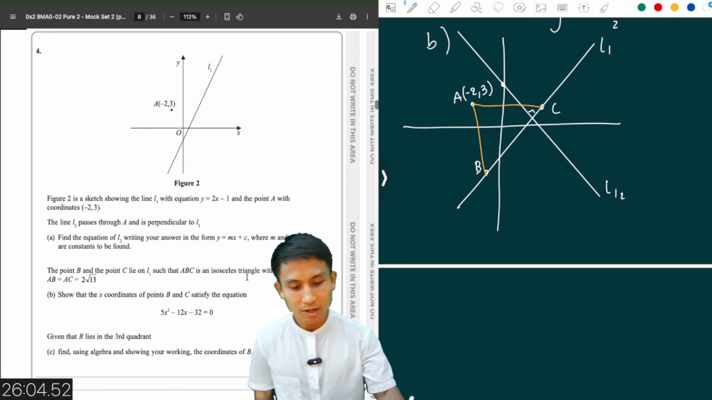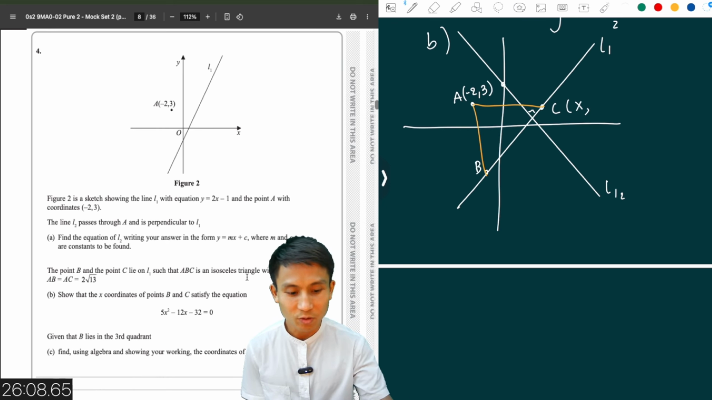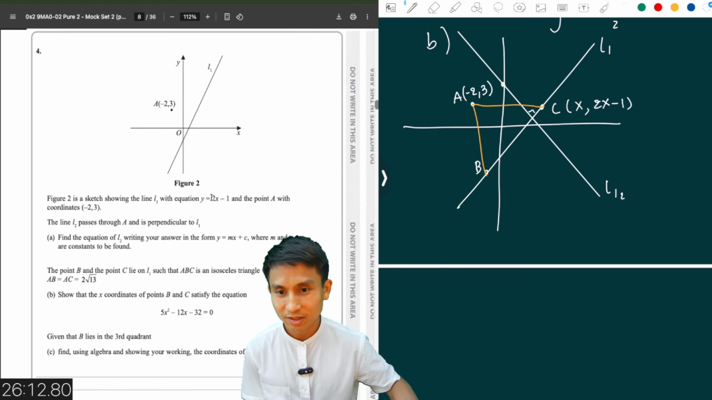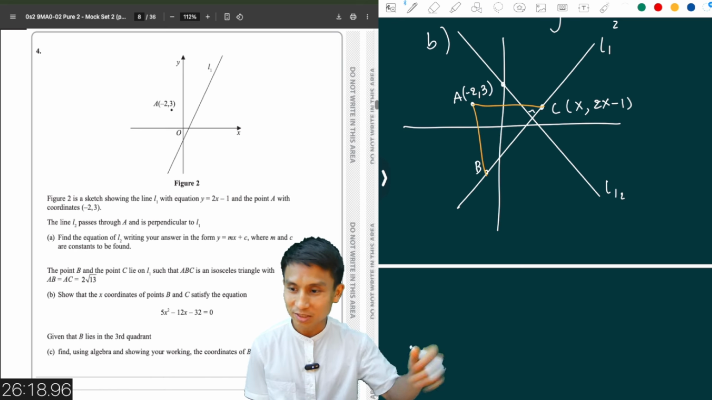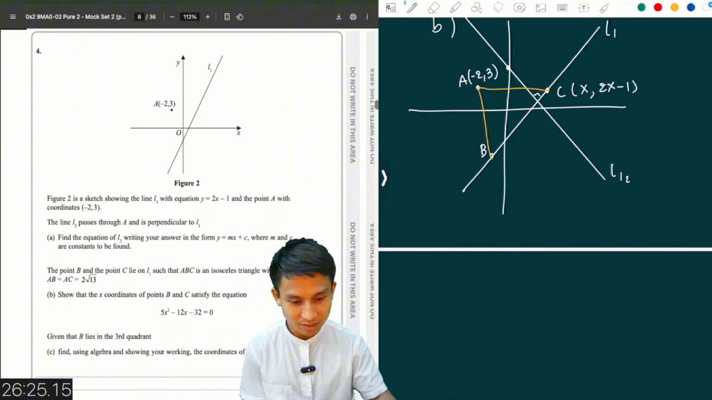Okay. So we're just going to make this x, and the y coordinate will be 2x minus 1. So basically just substituting: we substitute 2x minus 1 into the y there. So we get x and then 2x minus 1. So if we find the distance of A to C, we should get 2 root 13, right?